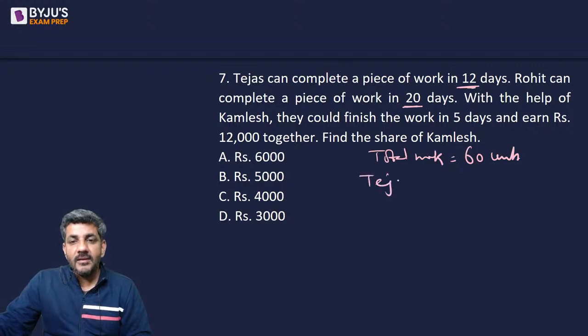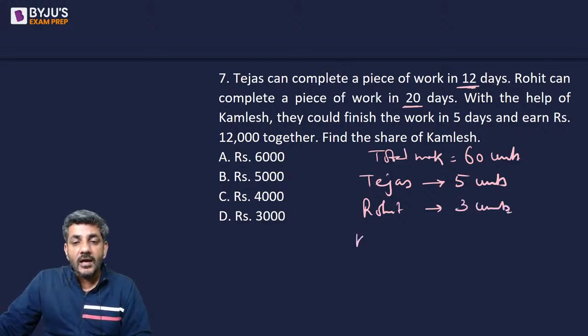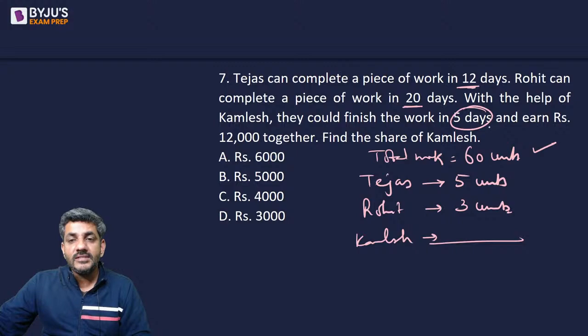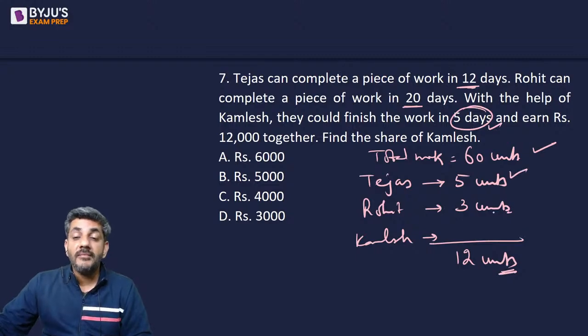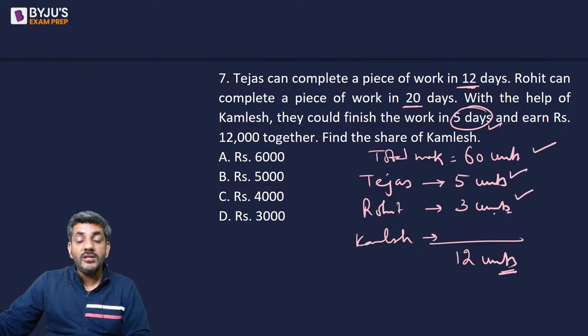So if Tejas can make these 60 units in 12 days, that means Tejas makes 5 units every day. If Rohit can make these 60 units in 20 days, that means Rohit is making 3 units every day. And he says, along with Kamlesh, they are able to complete the work in 5 days. If they are able to make 60 units in 5 days, can I say they are making 12 units every day? But out of those 12, 5 are being made by Tejas, 3 are being made by Rohit.